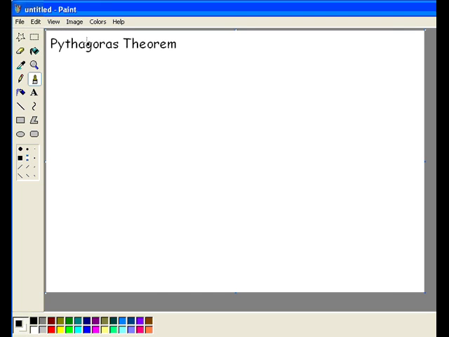Anyways, legend goes that he was sitting in his bathtub trying to figure out exactly how to come up with a formula that would calculate what the long side of a right angle triangle would be. We know it's called the hypotenuse. Well, legend goes that Pythagoras came up with the formula a squared plus b squared equals c squared in relation to a triangle where c in the formula always stands for the long side of the triangle, or the hypotenuse.